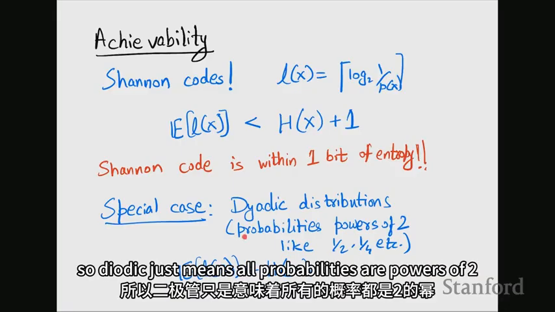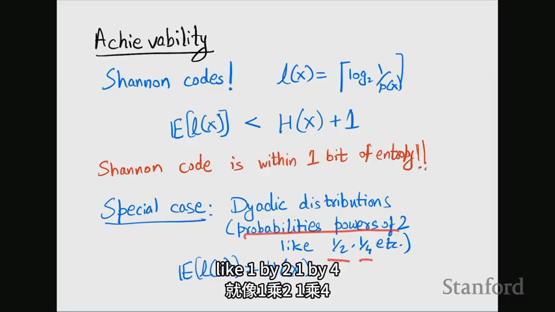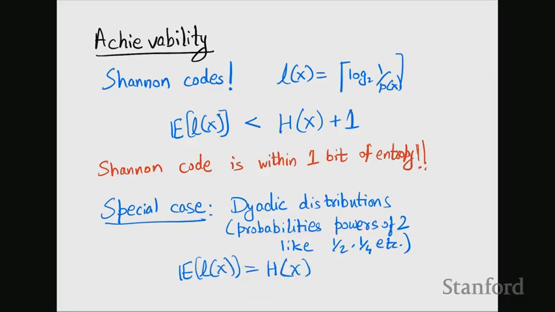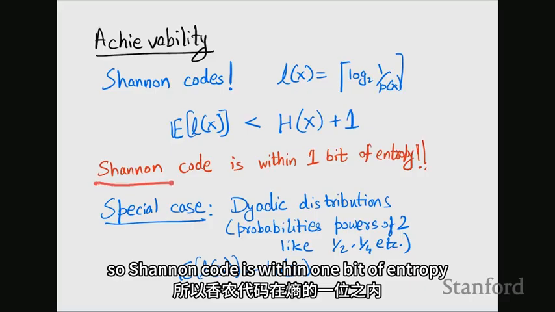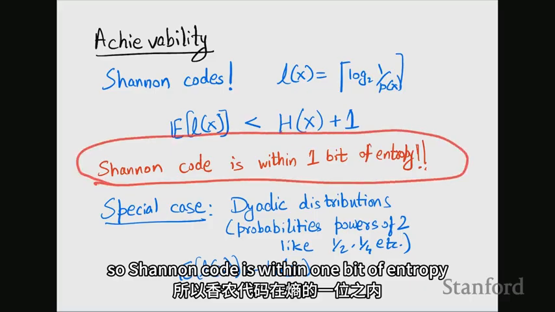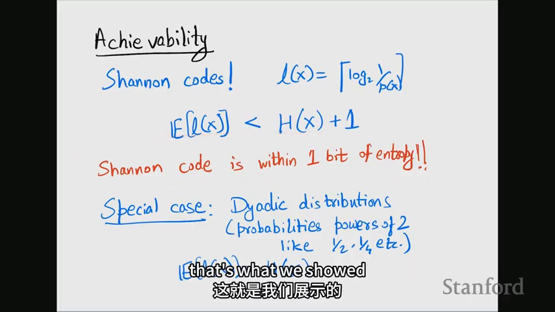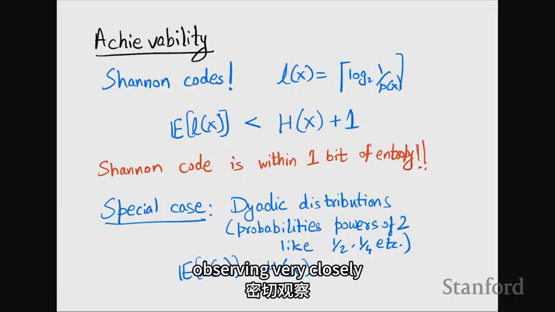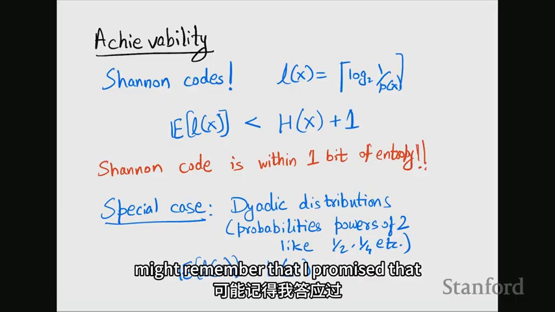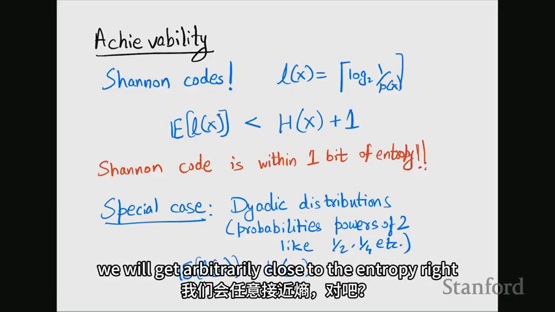So dyadic just means all probabilities are powers of 2, like 1 by 2, 1 by 4, that sort of thing. But you can get very, very close, as we'll see today later. Okay, so Shannon code is within 1 bit of entropy. That's what we showed. Now some of you who might have been observing very closely might remember that I promised that we will get arbitrarily close to the entropy, right?